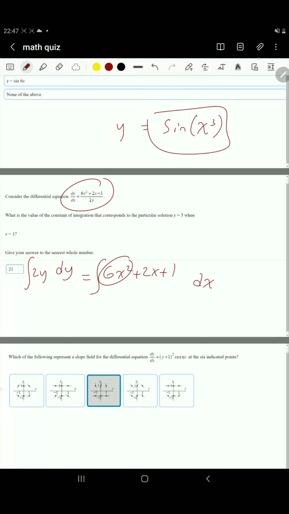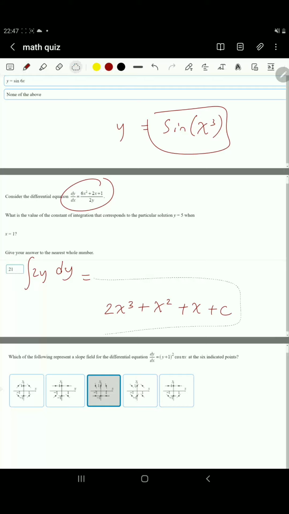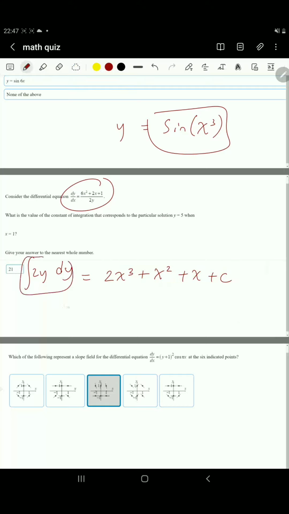Integral of 6x squared is just 2x cubed. Integral of 2x is x squared. Integral of 1 is x. And don't forget, plus c. Always, there's a plus c in every integration. The integral of 2y dy is just y squared. And they want you to solve for the constant of integration. The constant of integration is c.